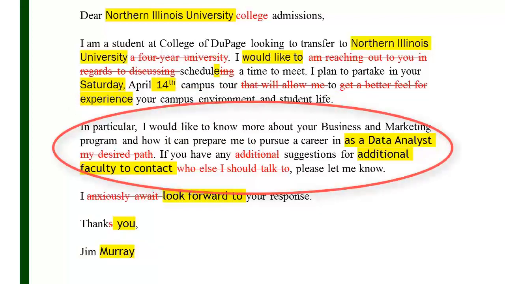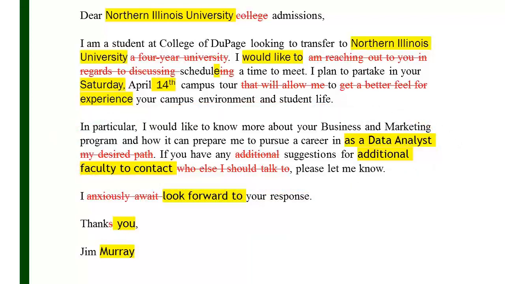The second paragraph, the student gives a little bit more information and insight into them to give the admissions more information on how they can best help the student. The student wants to go into their business and marketing program and learn more about that and how it will help them become a data analyst. Giving specifics like this now gives the admissions more information on how or who they can reach out to for the student. And then the student continues to end the email more concise.